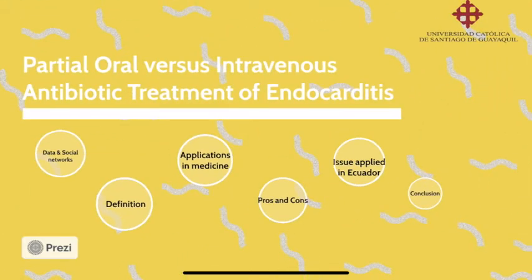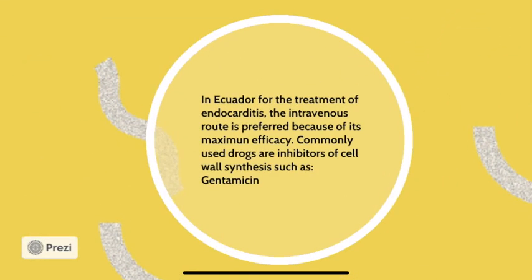The issue applied in Ecuador. In Ecuador, for the treatment of endocarditis, the intravenous route is preferred because of its maximum efficacy. Commonly used drugs are inhibitors of cell wall synthesis, such as gentamicin.